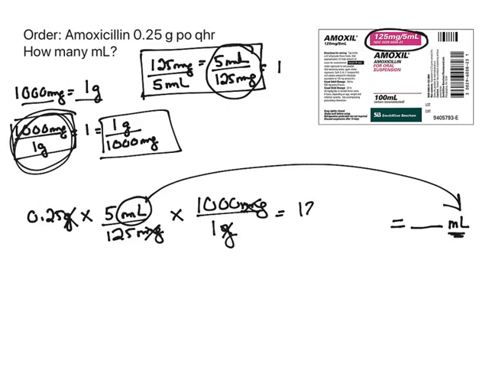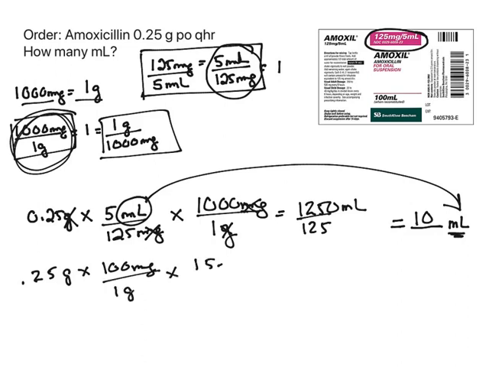So that works out to 1,250 over 125, and therefore the total is 10 mils. Now, if I had done it the other way, obviously I could have decided that I was going to do my conversion with the grams first, so I would have put 0.25 grams times 1,000 milligrams over 1 gram, and then times 5 mils. Obviously, that's the same. You're going to get the same answer.